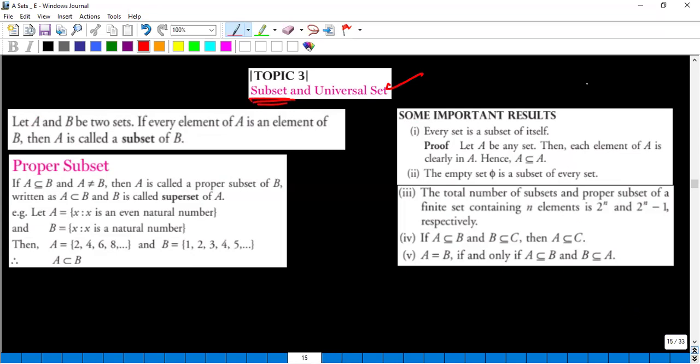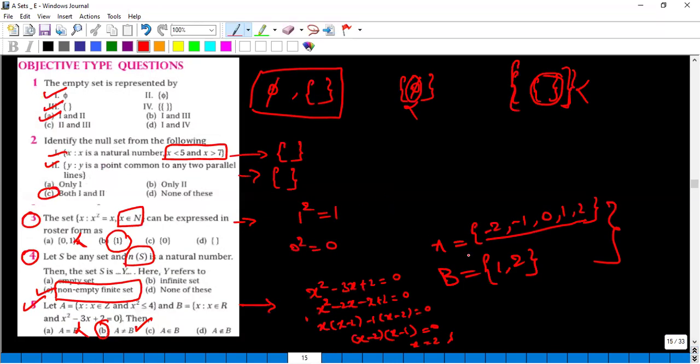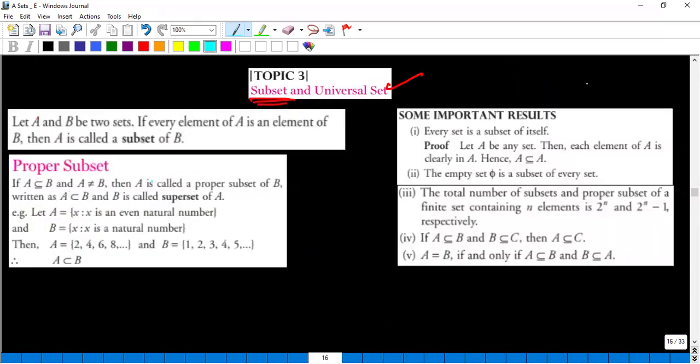Observe the last example, 1 and 2. I told A is not equal to B, but these two elements I can see over here. Observe clearly. Whatever elements are there in B, all those elements are there in A. In that case, we get the subset concept.